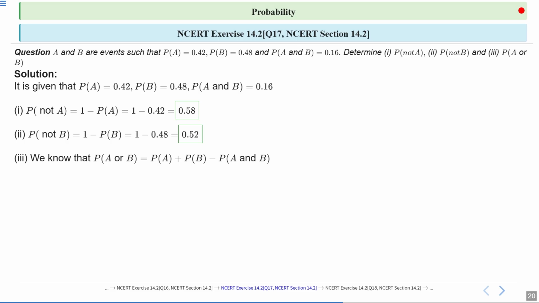Okay, so put these values in this formula, then we will obtain probability of A or B. This is equal to 0.42 plus 0.48 minus 0.16. Okay, so now calculate it. So you will get this is equal to 0.74. Okay, so probability of A or B is equal to 0.74. So I hope it is clear to all of you. So now let us move to the next question.